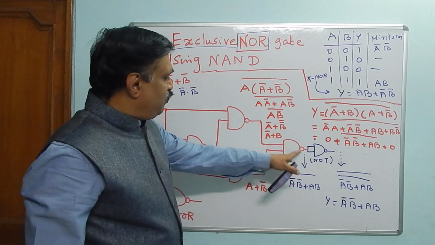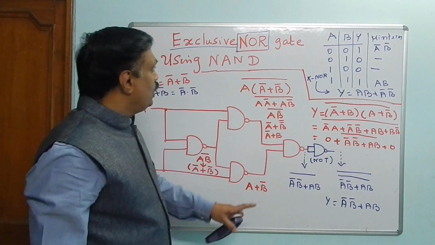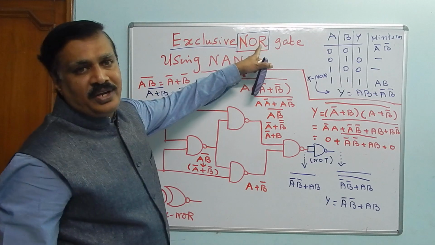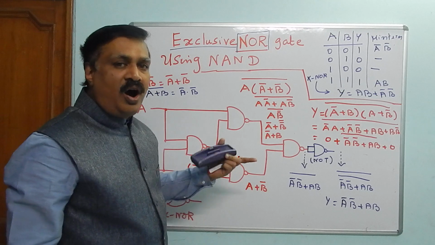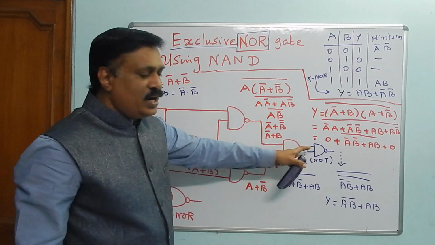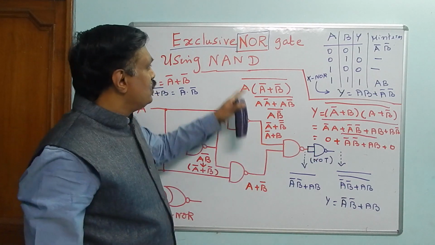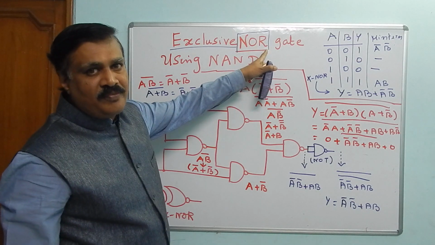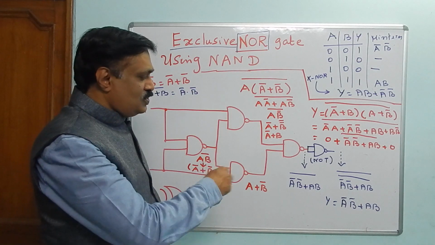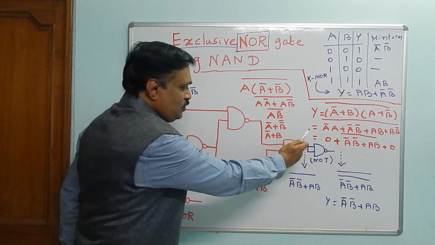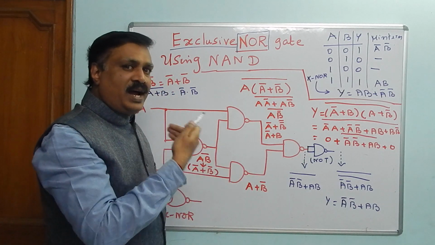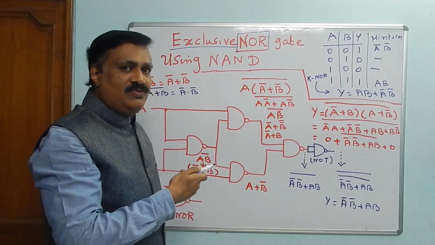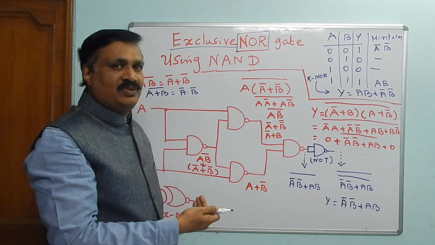Now these 5 NAND gates together make an exclusive NOR gate. If 4 NAND gates, it is an exclusive OR gate. If 5 NAND gates, it is an exclusive NOR gate. This exclusive OR gate is used in the half adder as well as the half subtractor.